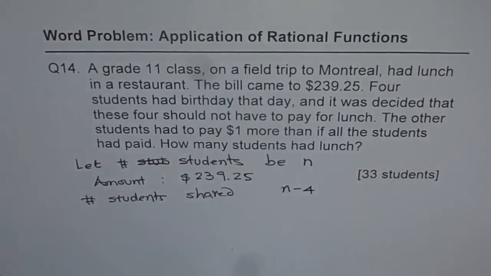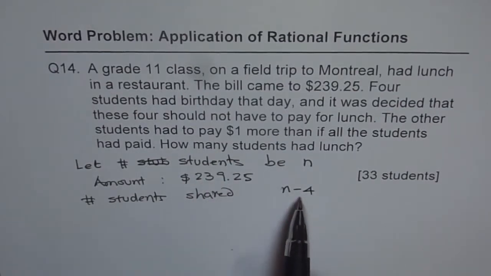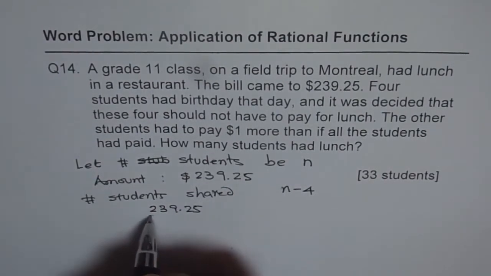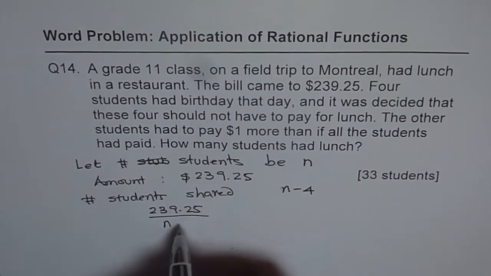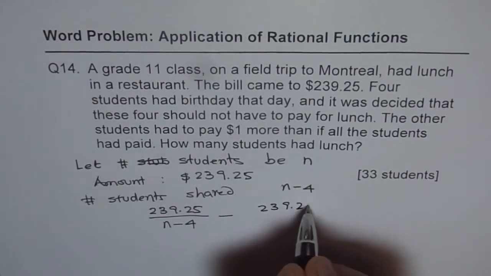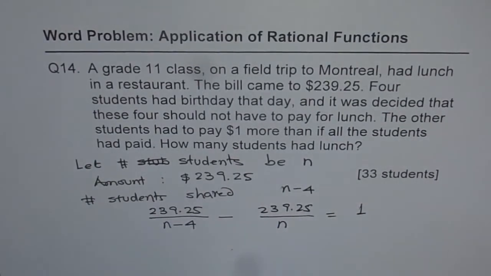Now since the amount was shared by lesser number of students, every student had to pay extra. How much extra? It was $1 extra. So that is how we understand this question, right? So which is higher? Higher is the number divided by lesser number, right? So we'll write that first. So 239.25 divided by n minus 4, take away 239.25 divided by n, and was higher by $1. That gives you the equation. I hope you understand this part, right?